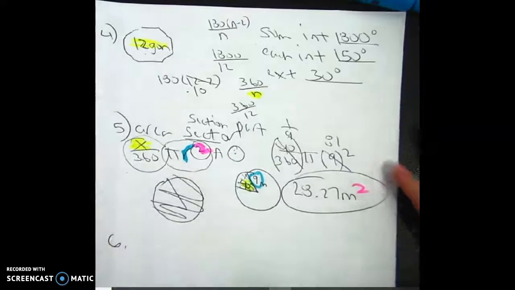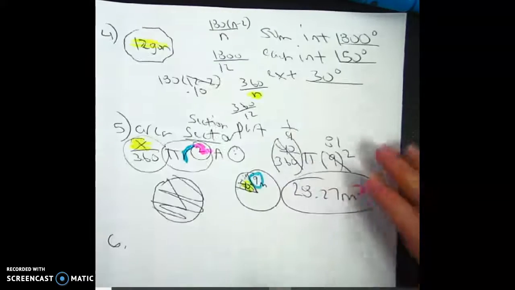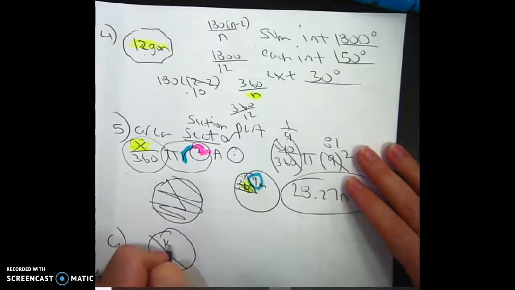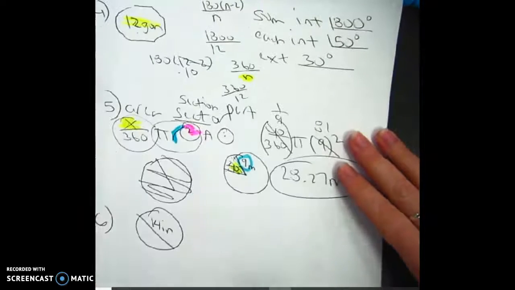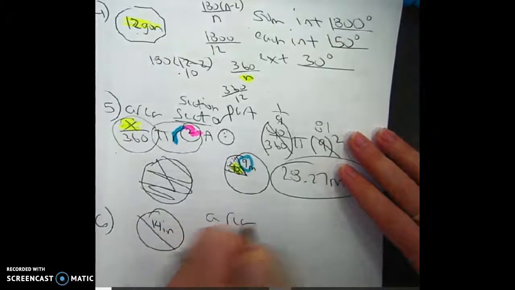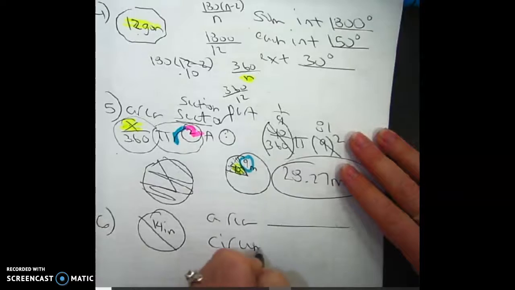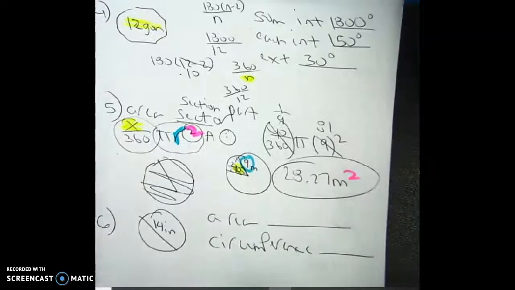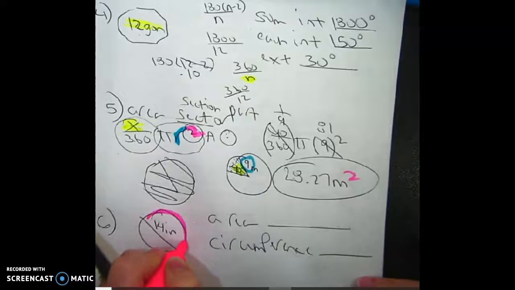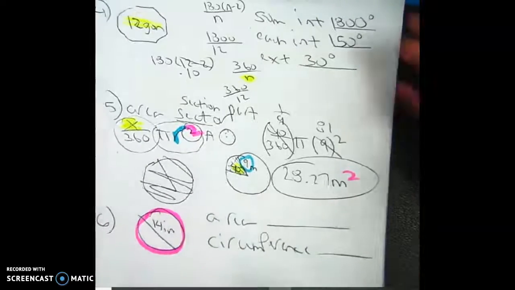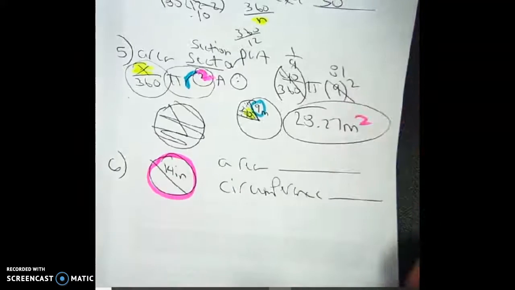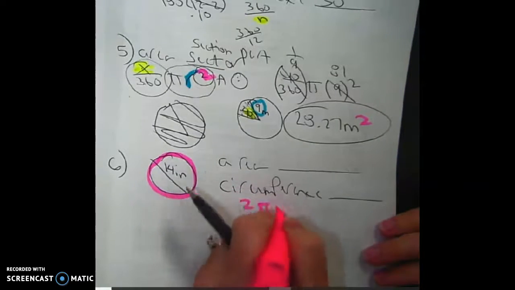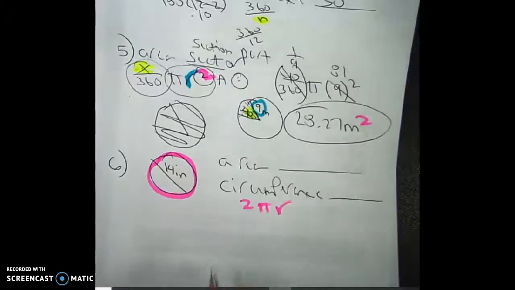Number 6 was this one right here where I gave you a circle. And let's say 14 inches. And I want to know the area. And I want to know the circumference. Okay? The circumference is the outside of the circle. Okay? It's not perimeter because perimeter means sides. There aren't sides. It's a circle. So the formula for that is 2 pi r, which will be on the board.